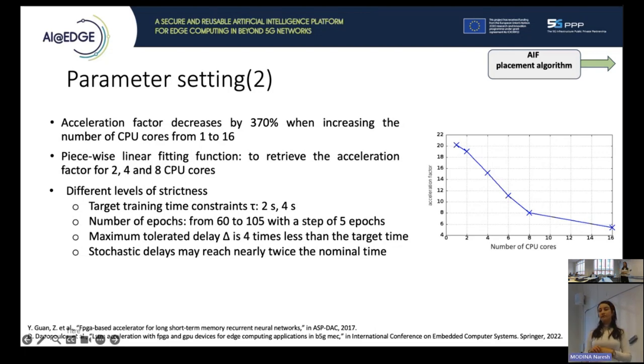And we also have tested different levels of strictness. For example, for the target time, we put 2 seconds and then 4 seconds. We try to increase the number of epochs from 60 to 105. And then we also put the maximum tolerated delay as 4 times less than the target time. And then for the stochastic delays, we have tested different scenarios. The highest stochastic delays may reach nearly twice the nominal time.